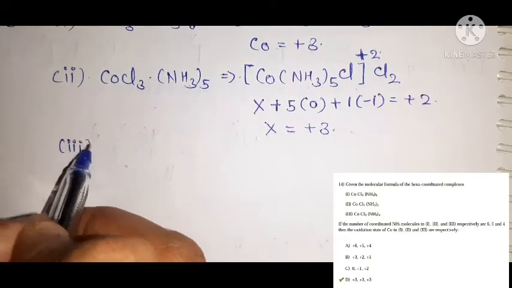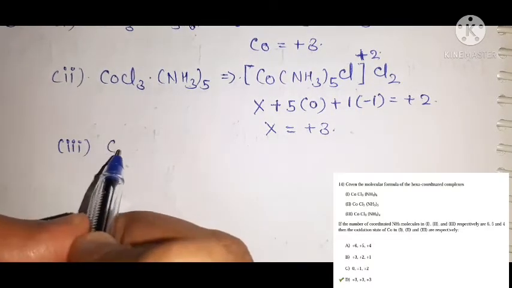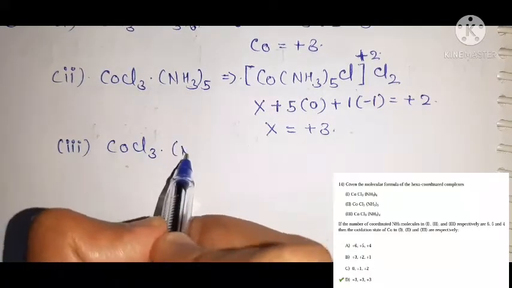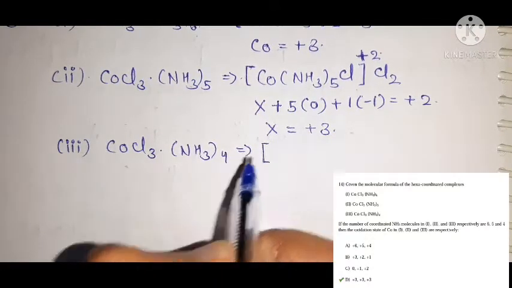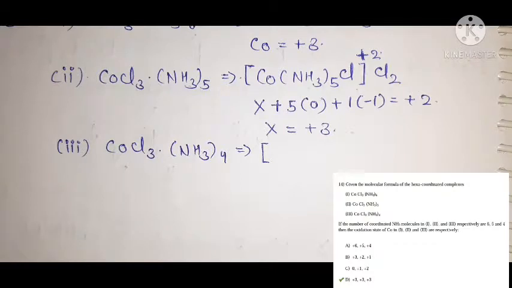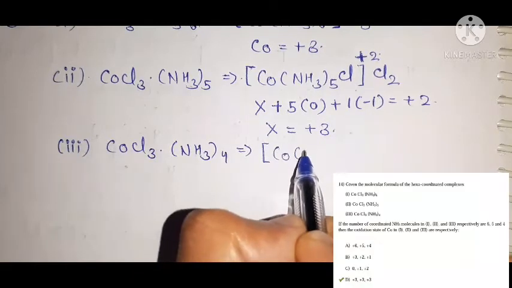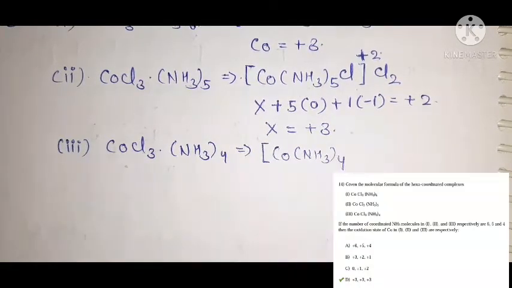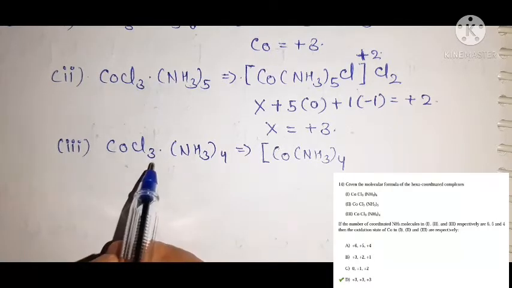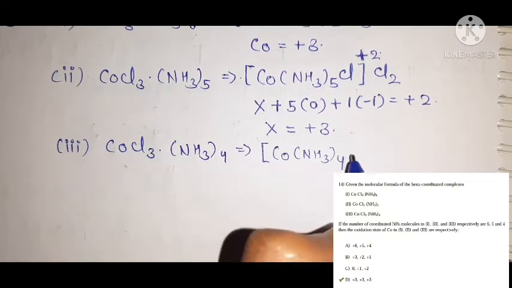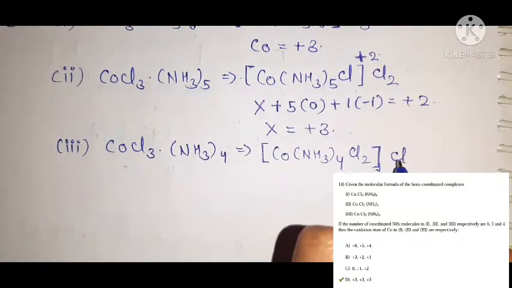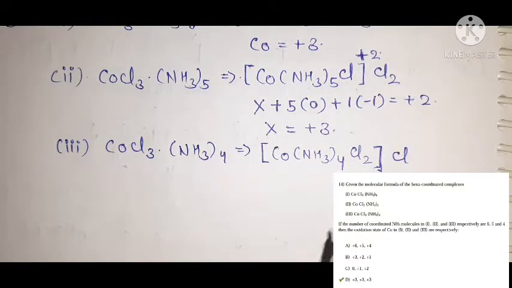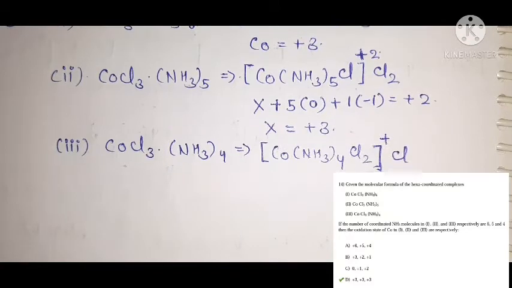Now we talk about the third complex. This third complex is given as CoCl3·4NH3, and according to our question, the NH3 ligands attached with cobalt in this complex are 4. But it is also a hexa coordinated complex, so out of these 3 chlorine ligands, 2 chlorine ligands are also present in this complex. So one chlorine atom is present in secondary valency. So the primary valency of this complex is +1.